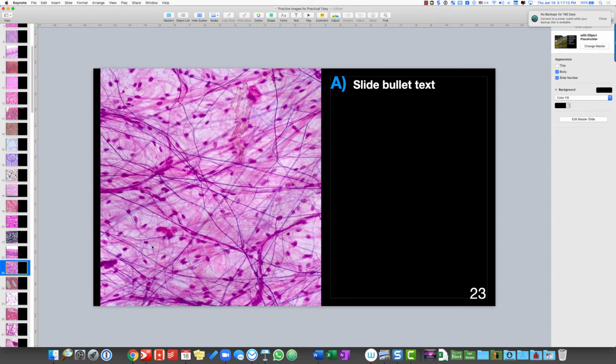Okay, this is areolar connective tissue. So I mentioned elastic fibers, and then the thick ones are the collagen fibers. Here you can see mast cells, which you don't have to know how to identify. I just thought it's cool to point out. Most of these are going to be nuclei of fibroblasts.